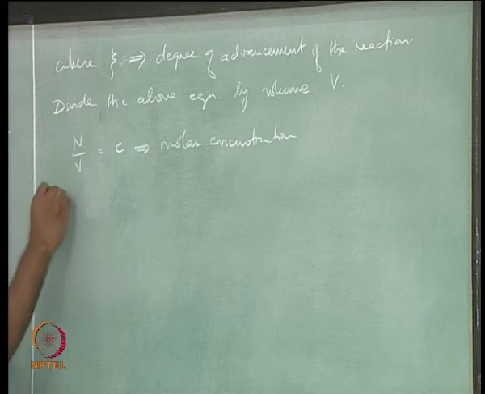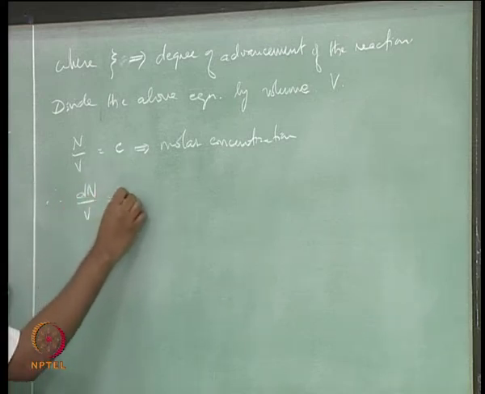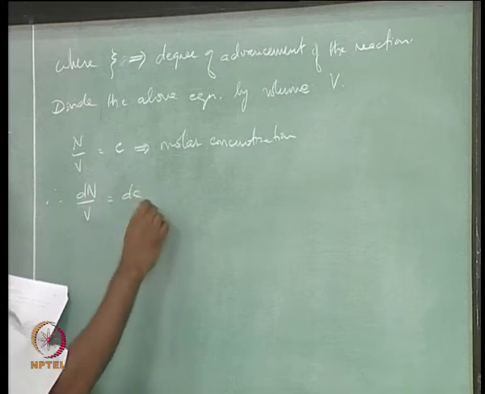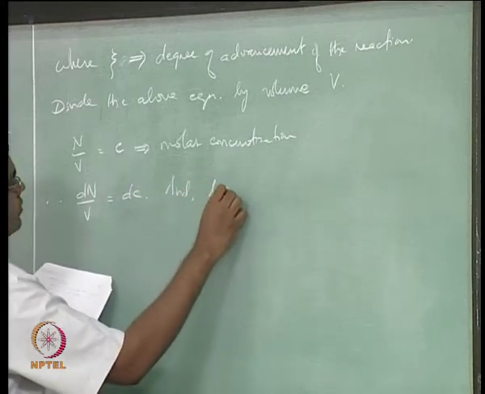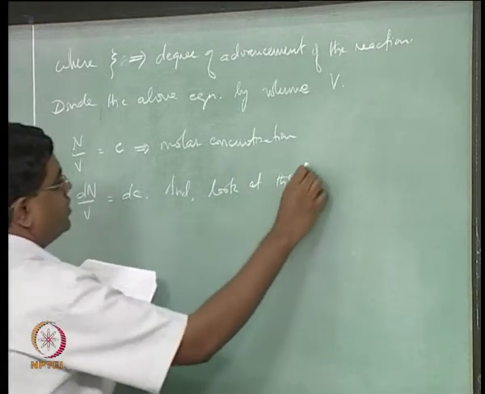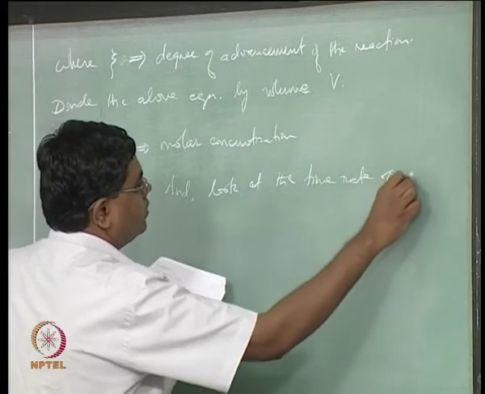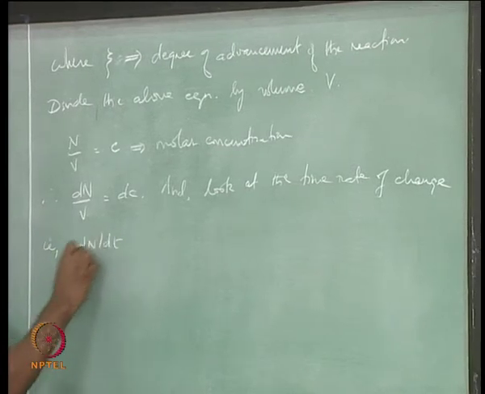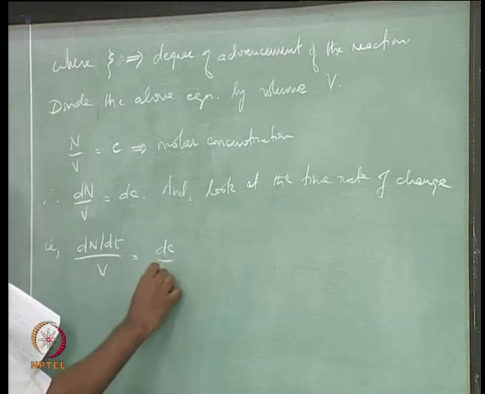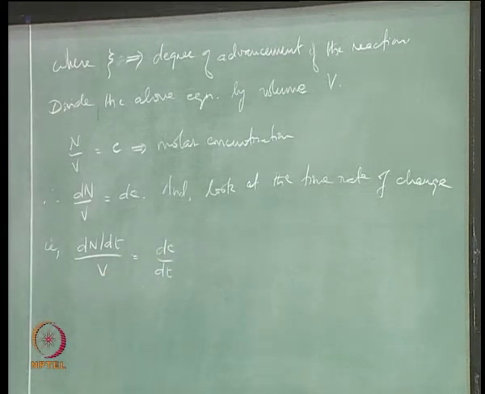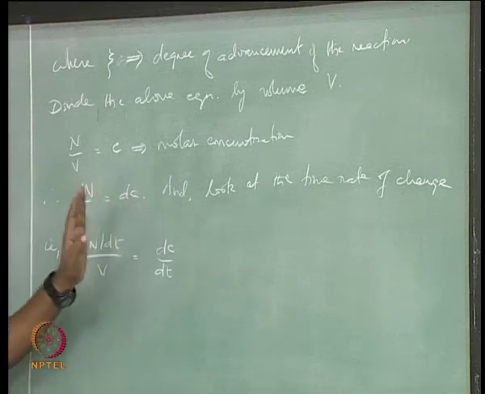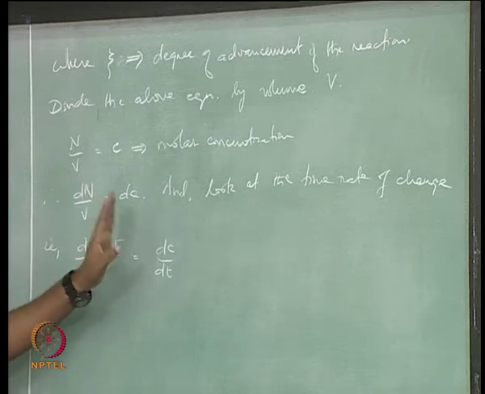Molar concentration, therefore dN over V is equal to dC. Look at the time rate of change. That is to say dN over dt per unit volume is essentially dc over dt. Now this is very significant here. Ultimately what we are looking at is the time rate of change of concentration of a species, of any species.